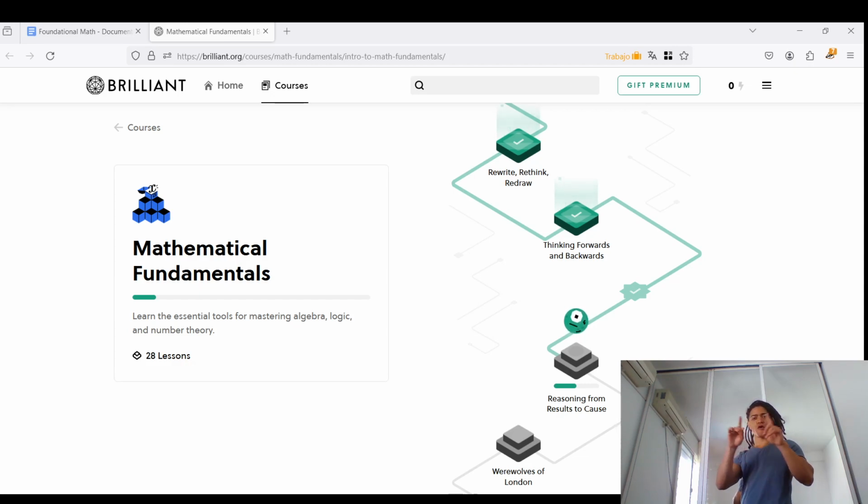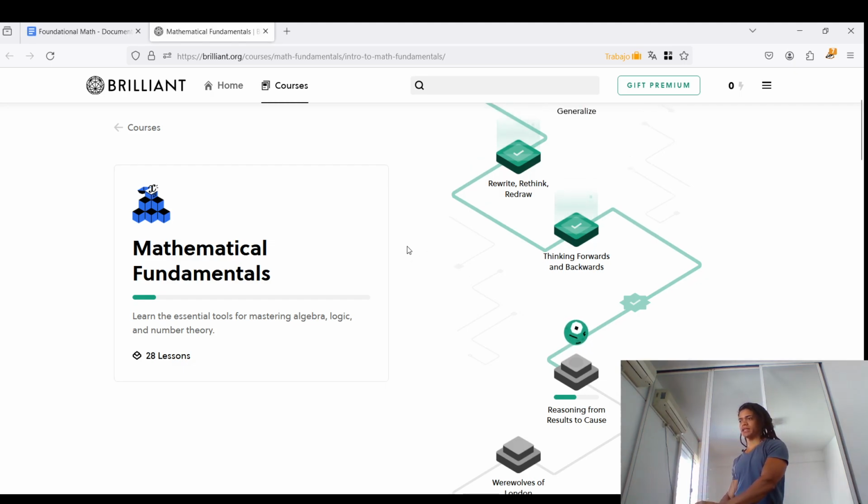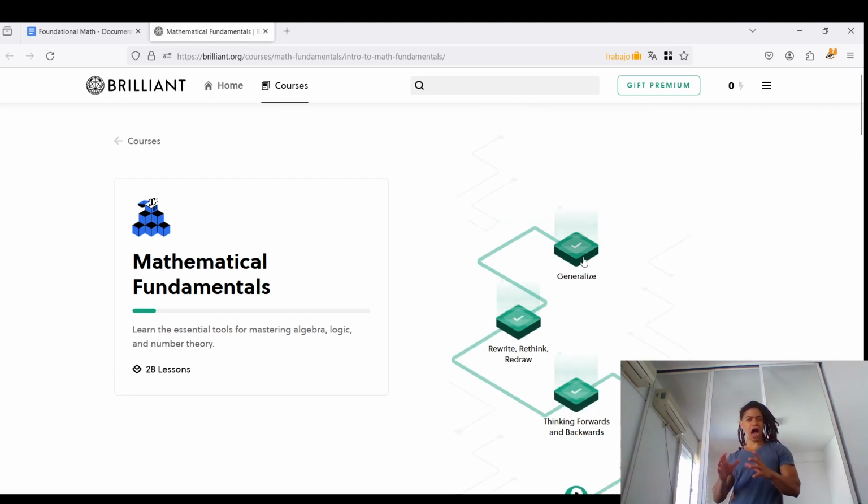So this huge overview is just a way to describe how I get all of this knowledge and all of these essential tools for mastering algebra, number theory, and logic. All right. So first things first, we start here with generalizing and how the math works.